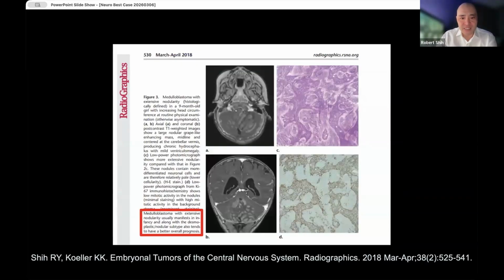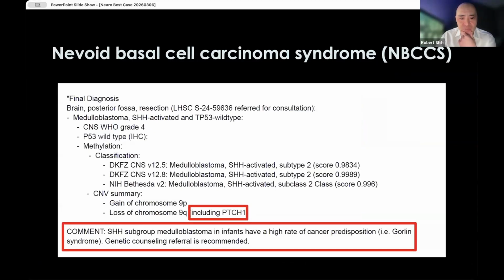So for comparison, this is a figure from an article that I wrote with the prior second chief, Dr. Keller, showing a nice example of a medulloblastoma with extensive nodularity that looks very similar to this case. So again, that grape-like nodularity. And we see these nodules of hypocellular tumor surrounded by the hypercellular desmoplastic areas, and you see the high Ki67 in the hypercellular area surrounding the nodules. This actually has a relatively good prognosis, not as good as the Wnt activated medullos, but probably the second best prognosis of all the medulloblastomas.